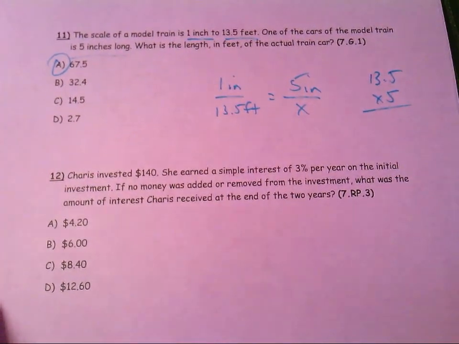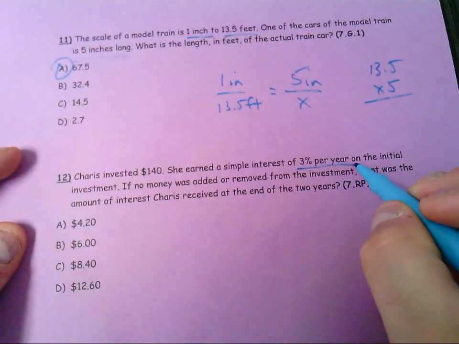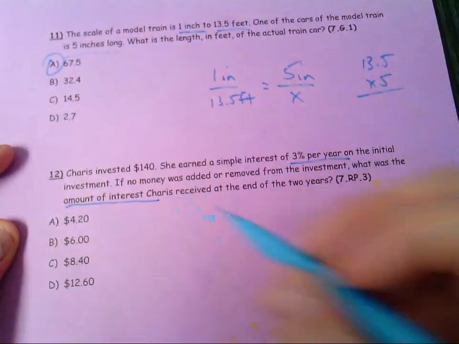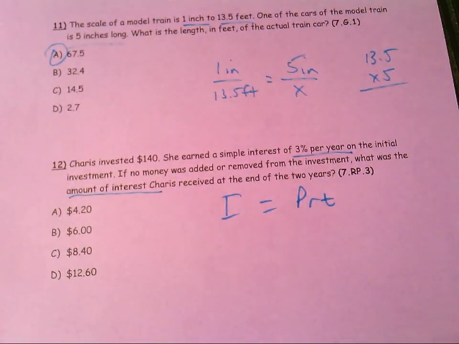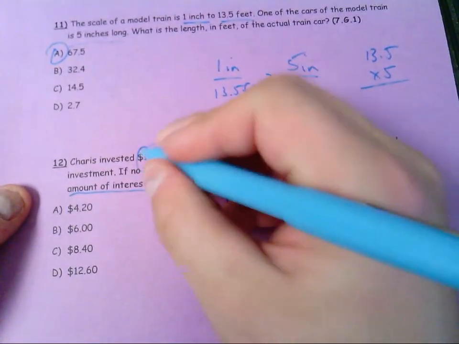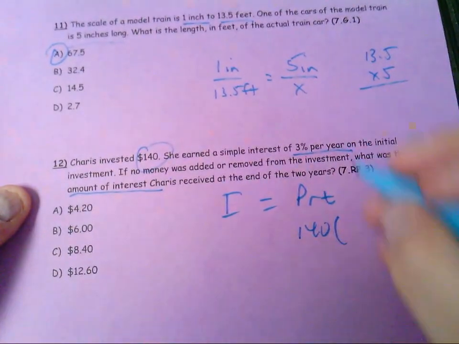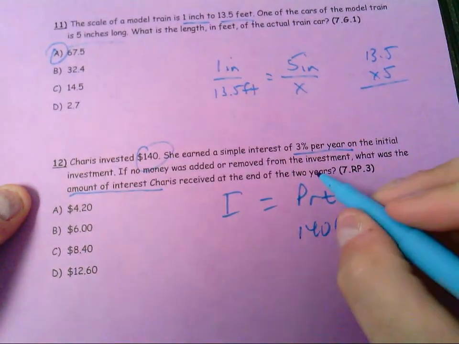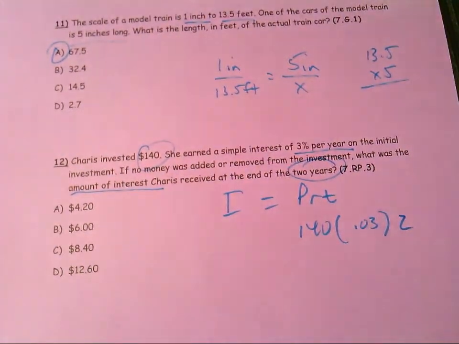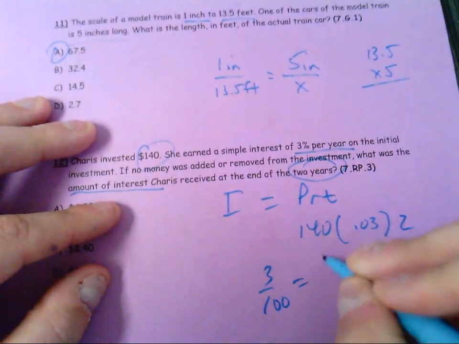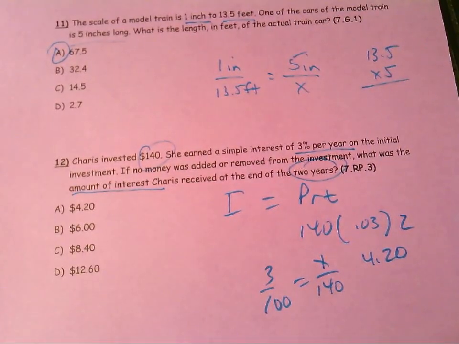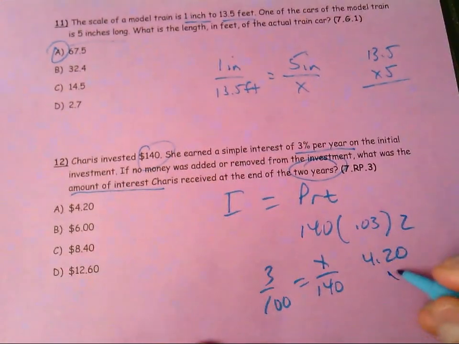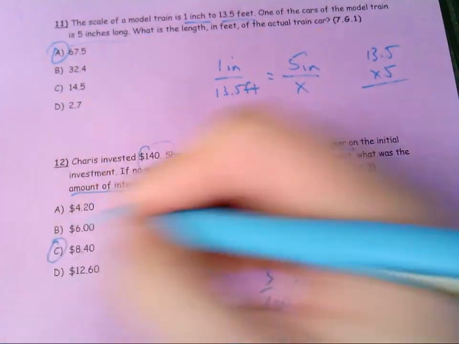Number 12. Charis invested $140. She had simple interest of 3% per year. What was the amount of interest? All right. Well, there is the I equals PRT formula. The principal is the 140. The rate as a decimal is 0.03, and multiply it times 2 years. But if you don't remember that formula, you're going to be kind of stuck. So one thing you could do is you could do 3% of 140, which is $4.20. Save you some math here. And then you have to multiply that by 2 because it's for 2 years. So the answer to this is C.